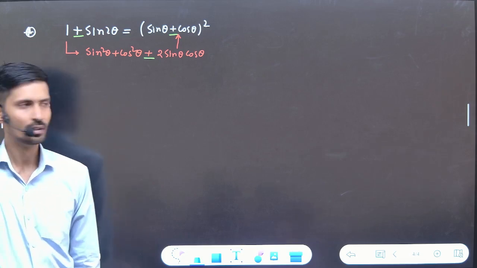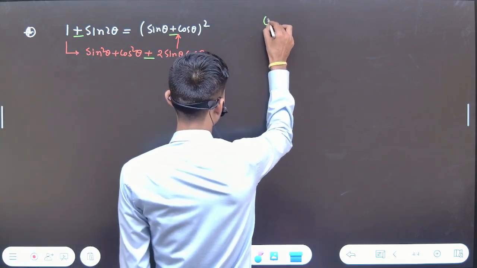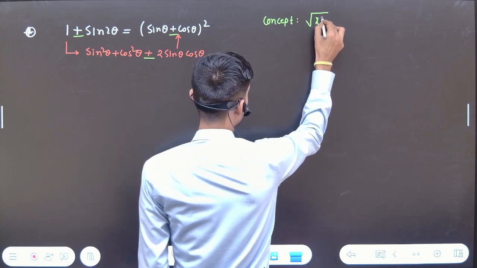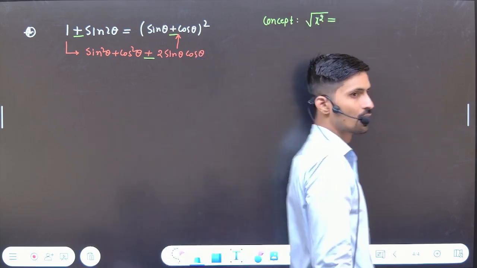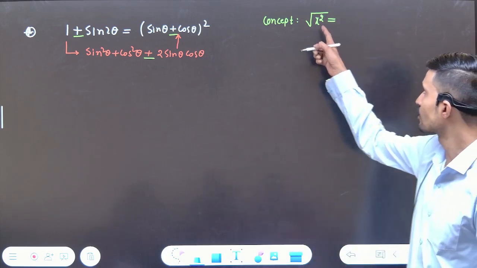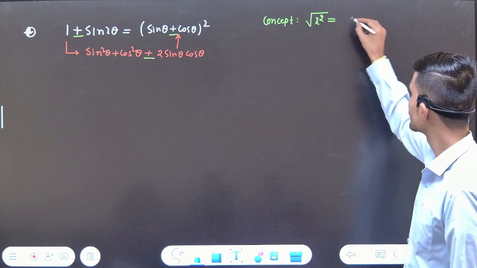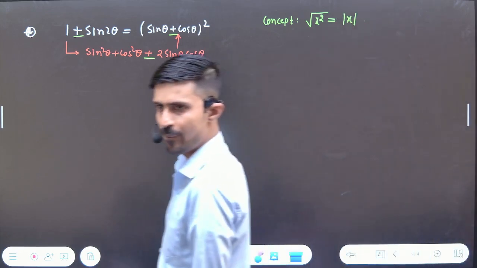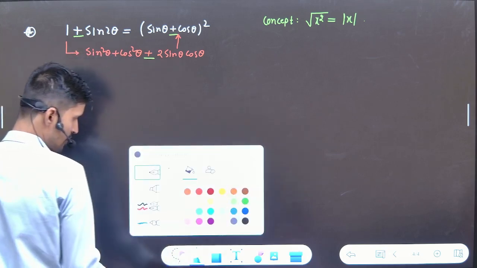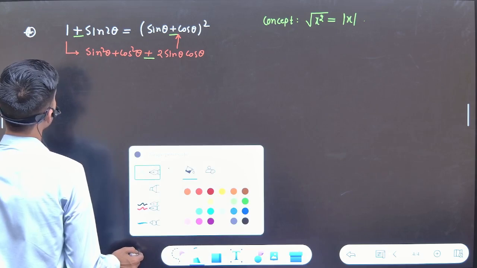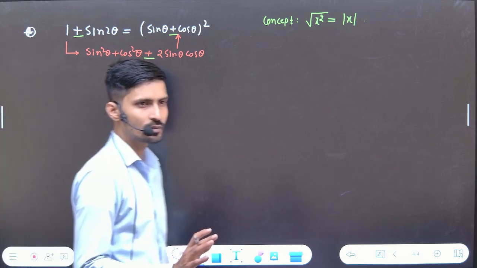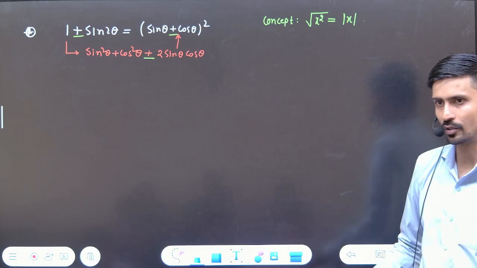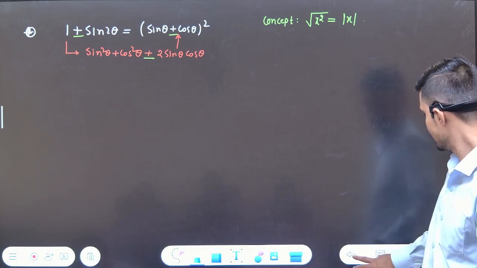And one concept of basics: square root of x square. What will be square root of x square? Mod x. If some perfect square is there under a square root and you are removing the square root, that will be mod x. Always remember. Okay? Now, not a question yet. So these are the main uses of sine theta into cos theta, or the formula of sine 2 theta.